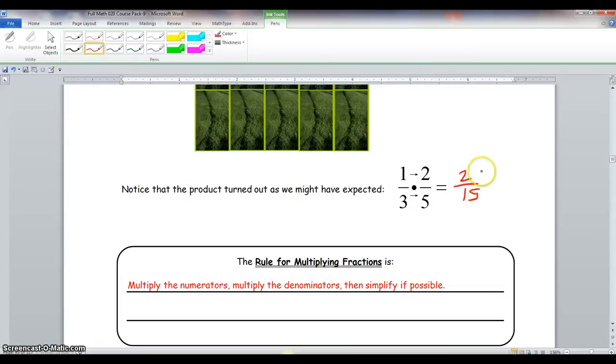Then simplify if possible. 2 and 15 have nothing in common. Even if we did the prime factorization, this would be 2 over 3 times 5. You have nothing that simplifies out, so it'll still just be 2 over 15. And that's it for that problem.